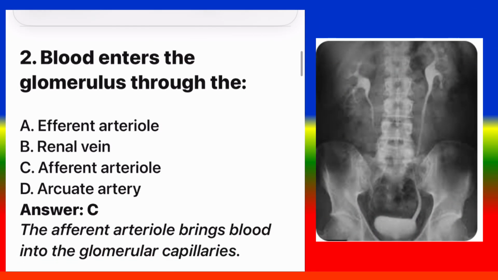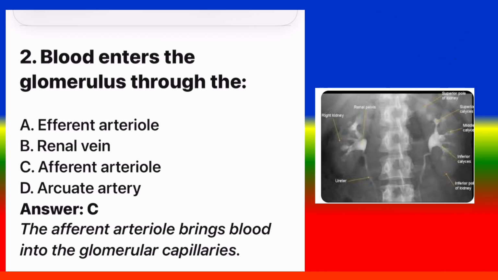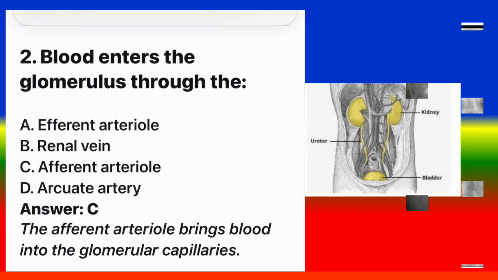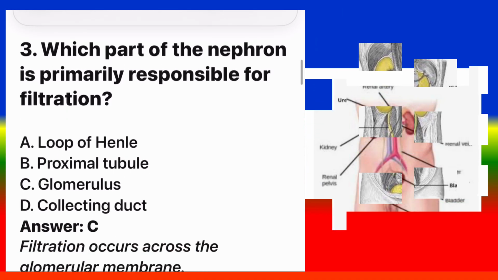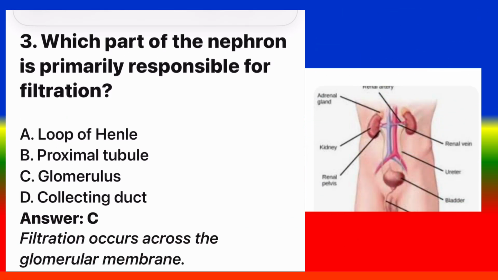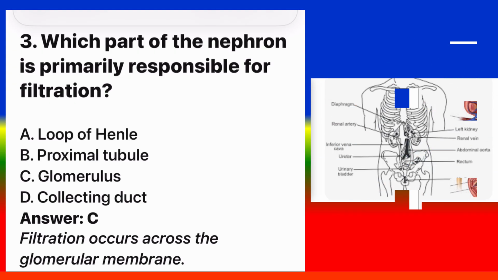2. Blood enters the glomerulus through the A. Efferent arteriole. B. Renal vein. C. Afferent arteriole. D. Arcuate artery. Answer C. The afferent arteriole brings blood into the glomerular capillaries. 3. Which part of the nephron is primarily responsible for filtration? A. Loop of Henle. B. Proximal tubule. C. Glomerulus. D. Collecting duct. Answer C. Filtration occurs across the glomerular membrane.